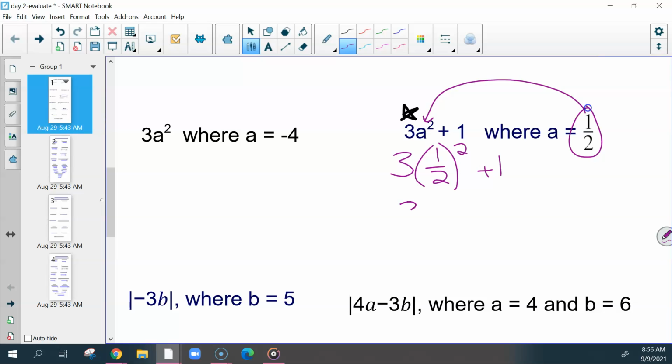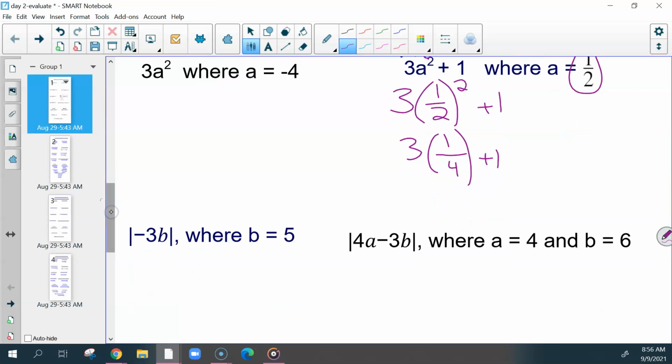What is 1 squared? 1. And what is 2 squared? 4. So when you square a fraction, you have to square both parts. Or if you raise any fraction to any exponent, you're doing it to both parts. Now that that exponent is gone, you can multiply these two and add those two numbers together. You could do this on your calculator.